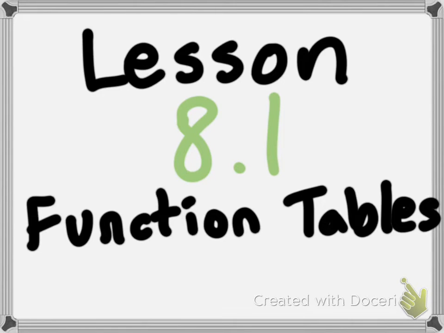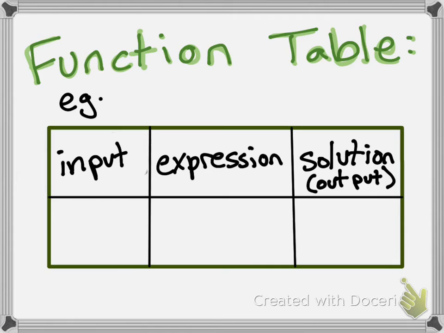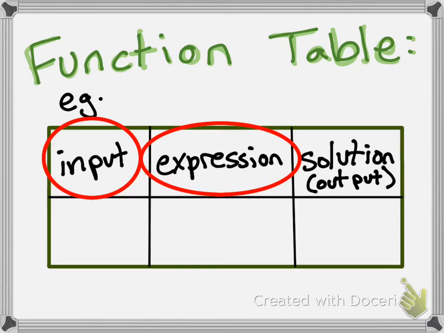Today we're doing lesson 8.1 on function tables. Here's an example of a function table. We've seen something similar to it before when we've looked at ratio tables. However, with function tables, it's a little different. We have our input, we have our expression, and then we have our solution, which is called the output.